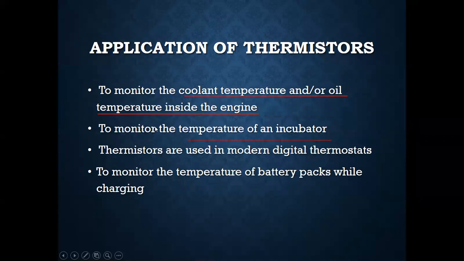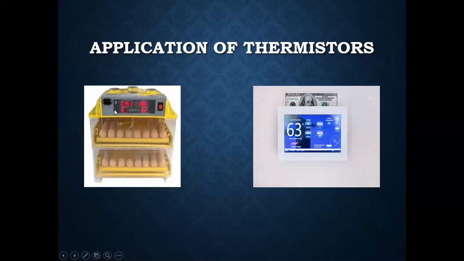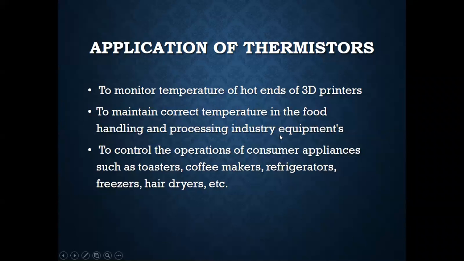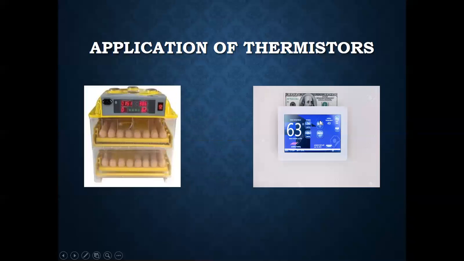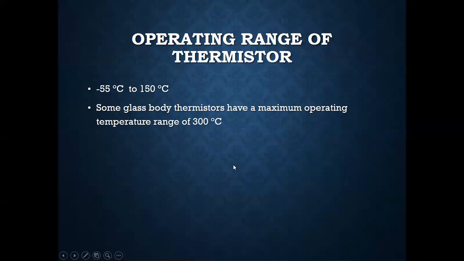temperature, incubator temperature has to be maintained. This is a modern digital thermostat. So the operating range of a thermistor is only minus 55 to 150 degrees centigrade.